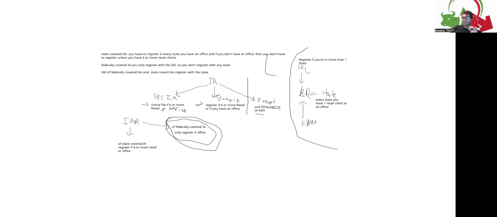Now, there are certain exceptions. The main one that you want to know is that regardless of AUM, if you're advising an investment company, you're always going to be SEC covered, right? It doesn't matter if you have 5 million in AUM, if you're advising an investment company, you're going to be SEC covered. And an investment company could be a closed-end fund, an open-end fund, a mutual fund, a face amount certificate, a unit investment trust, an ETF, an interval fund, or a business development company. Any of those would be considered investment companies, right? Not a REIT, REITs are not investment companies. So if you're advising one of those, you're going to be federally covered.